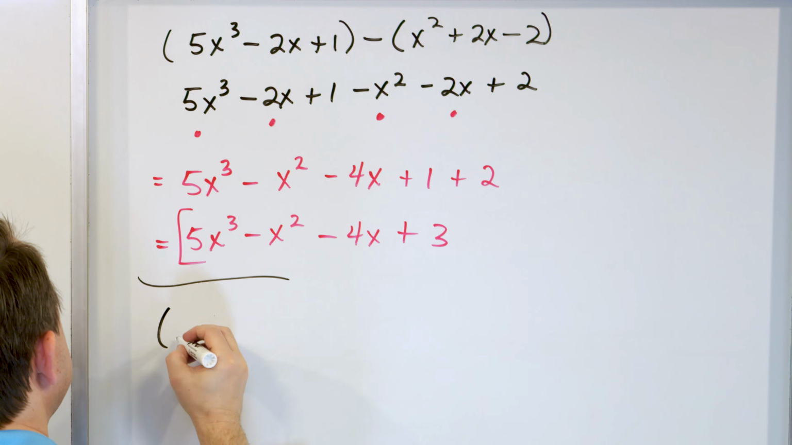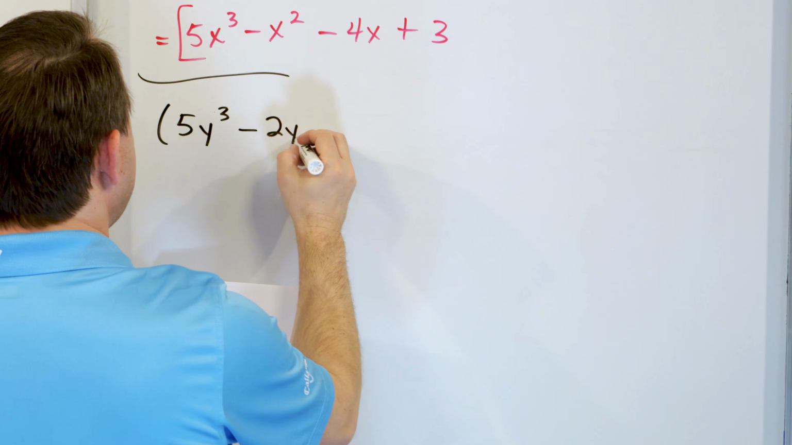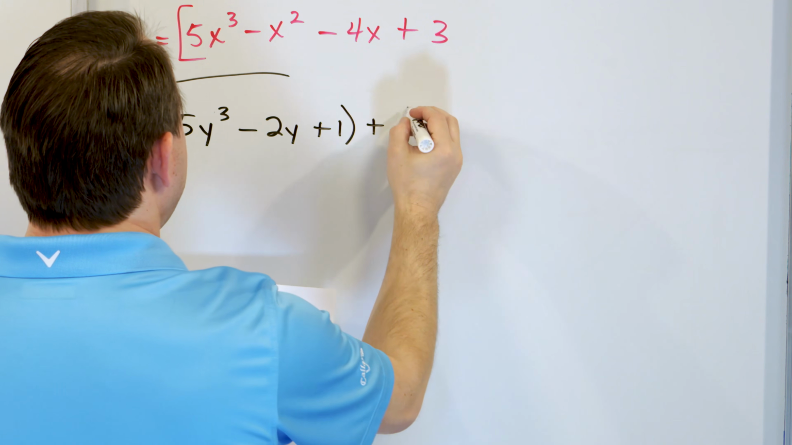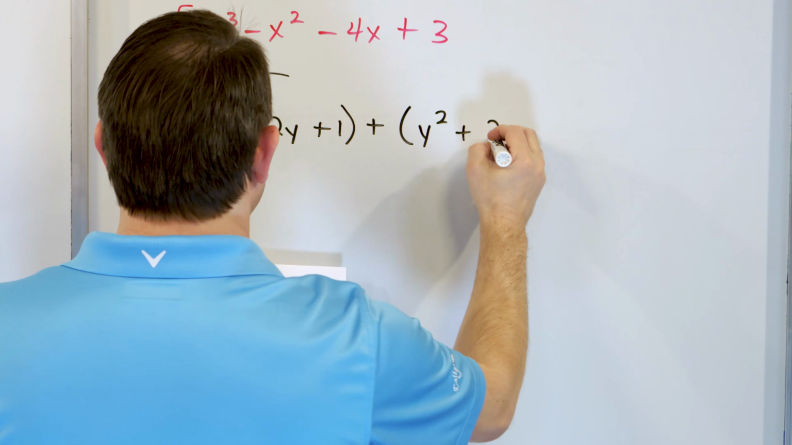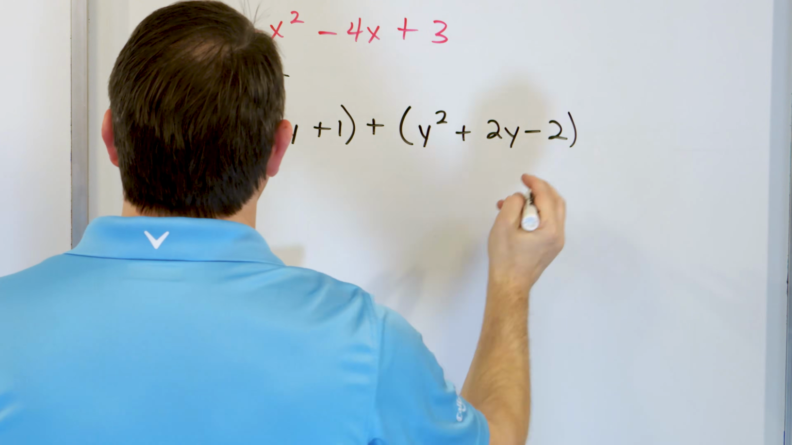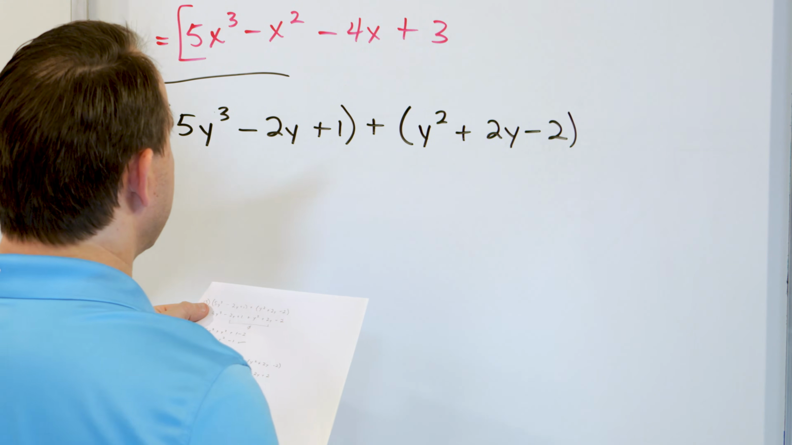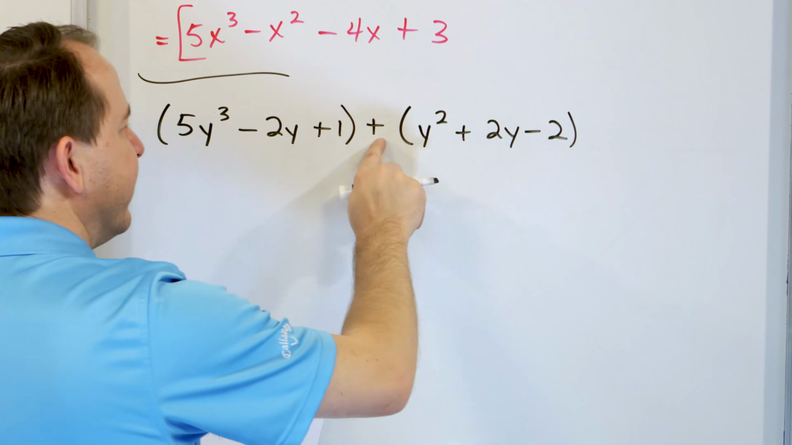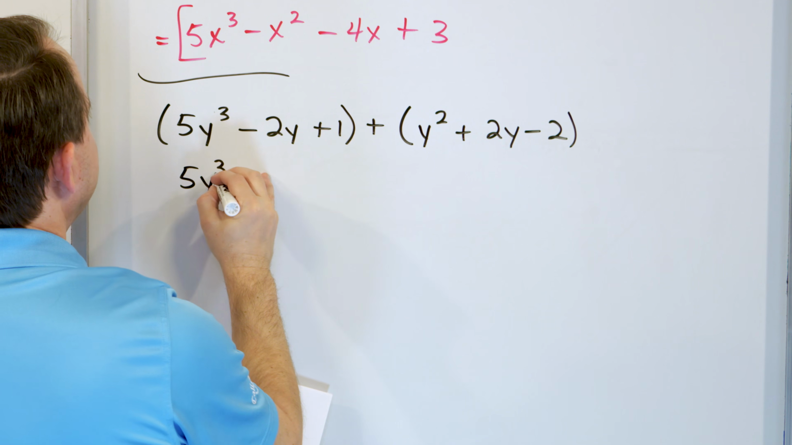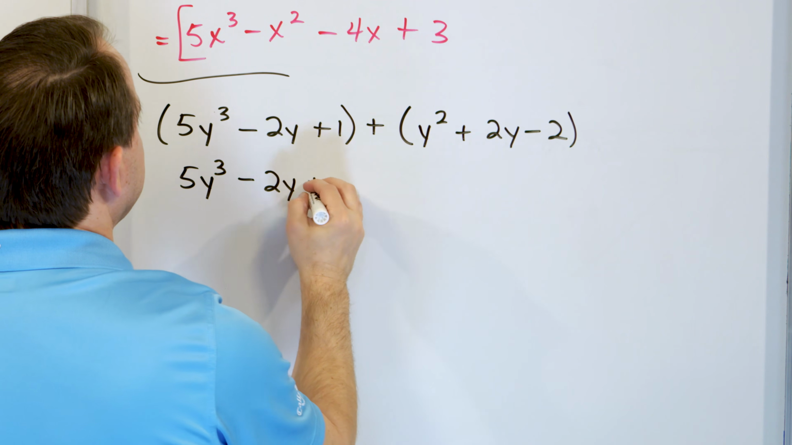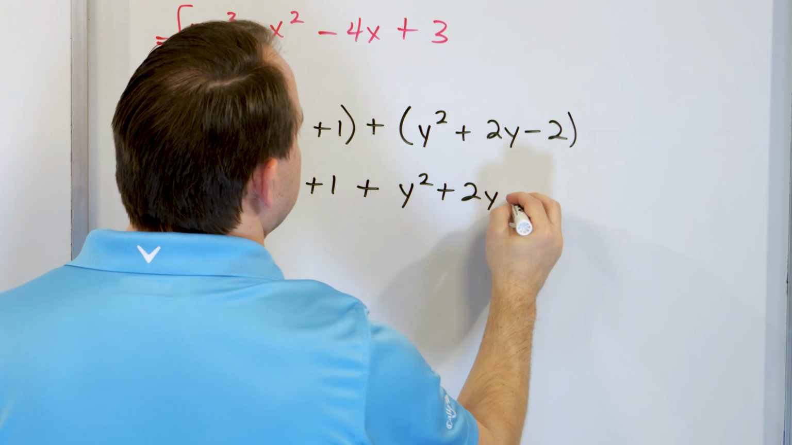So what if we have 5 times y cubed minus 2 times y plus 1, and we'll add that to y squared plus 2y minus 2. Let me just double check it's correct. 5y cubed minus 2y plus 1, and then y squared plus 2y minus 2. It's a plus sign, so I'm distributing a 1 in. It's not going to change anything, so I'll just rewrite it. 5y cubed minus 2y plus 1 plus y squared plus 2y minus 2.